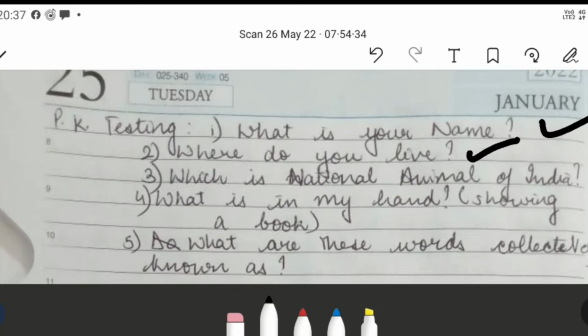like the person has said India, so I can say which is the national animal of India by showing a book in my hand. What is this? By showing a specific book like Bible or something like that, or you can show a picture of that. Then what are these words collectively known as? ठीक है, तो इसमें क्या होगा कि ये सारे वर्ड्स जो आपने अभी बोले हैं इनको हम कलेक्टिवली ग्रामर में कैसे यूज कर सकते हैं.